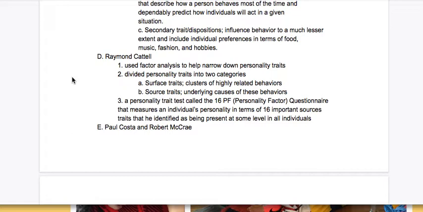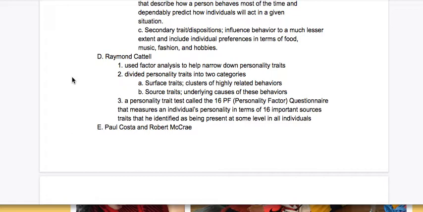Source traits would be underlying causes of these behaviors. Examples of different source traits would be their temperament or their motivation or their ability. And he actually ended up having, I think it was over 20 different source traits that he originally started with, and then he got it down to, I believe it was 16.